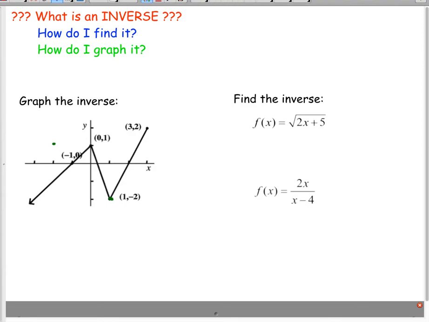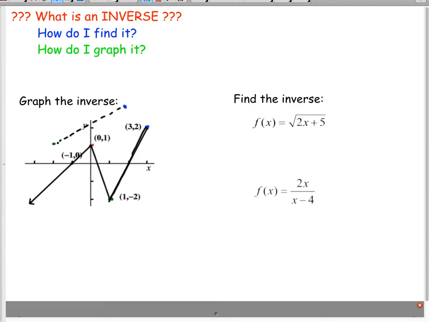Let's take another point and move it. Let's take the point 3, 2. What does it become? 2, 3. So that goes right up there. So see, the blue and the green are connected. So I'm going to connect those. So that line became this line. Okay, let's keep going here.